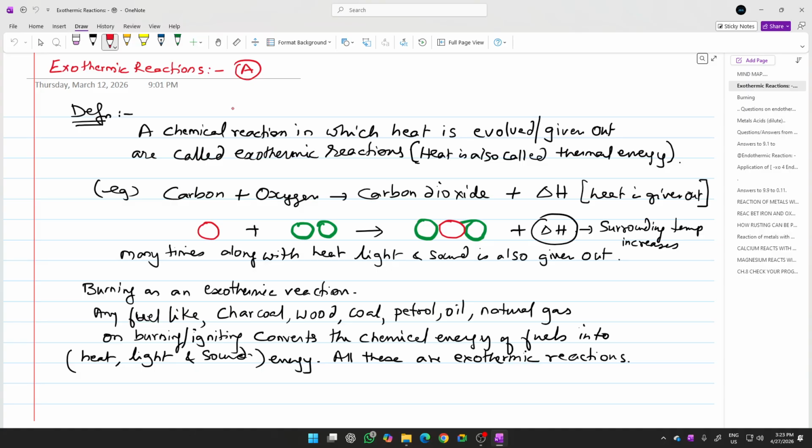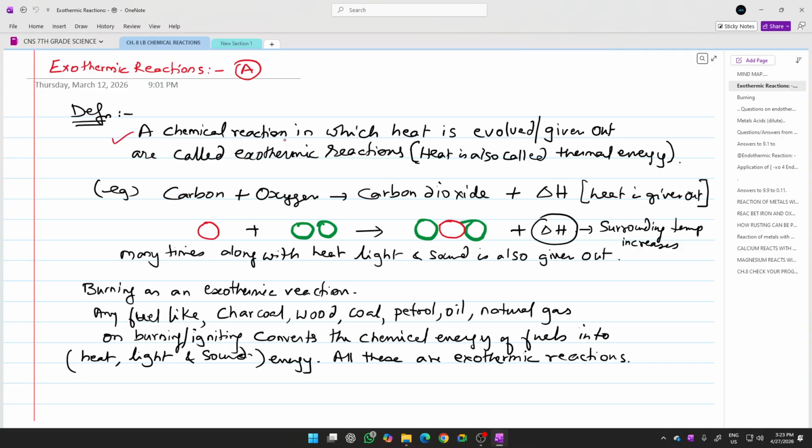Okay, so these exothermic reactions are the kind of reactions in which the heat energy is taken in. Now this heat energy is also known as thermal energy. So the definition is over here: a chemical reaction in which heat is evolved or given out is called an exothermic reaction. Heat is also called thermal energy. That's very obvious, right? And let us take an example.